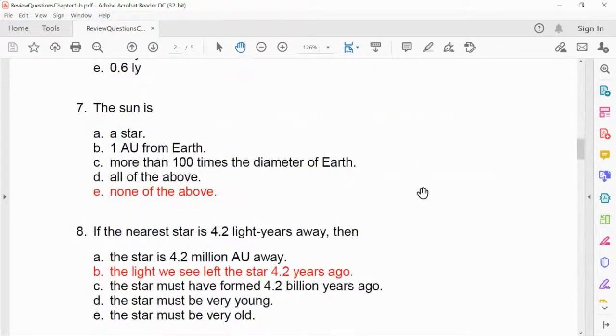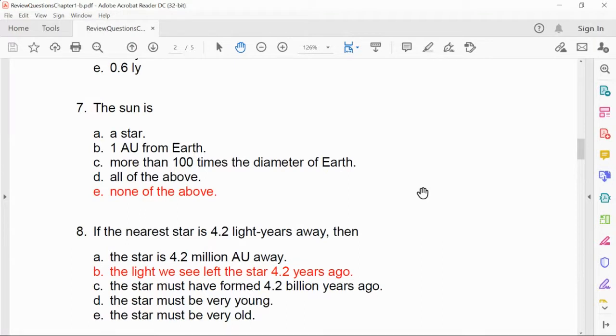Question 7: the Sun is a star, and right away you think that this is the right answer. Well, you have to look at all the answers first. Second, 1 AU from the Earth. C, more than 100 times the diameter of the Earth. And yes, the Sun is roughly 109 times the diameter of the Earth.